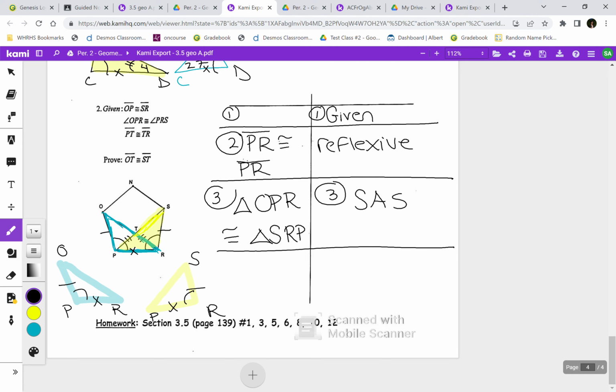But is there a side that contains OT and a side that contains ST that we could potentially CPCTC? Yeah, Charlie, which ones? You got it. I'm going to say that OR is congruent to SP, CPCTC. Well, now that I got this full side congruent to this full side, and didn't they tell us the bottom parts are congruent? So how can I get OT and ST congruent? For what reason? Emily, you got it.